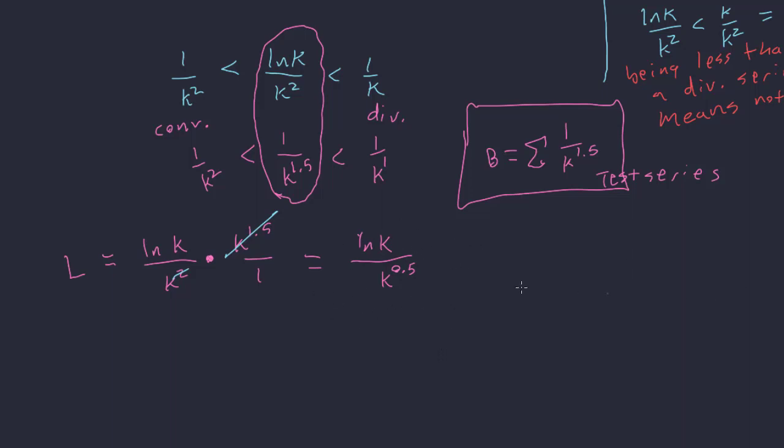So the top goes to infinity and the bottom goes to infinity. So this is going to be an infinity over infinity case. So we can use L'Hopital's rule. By L'Hopital's rule, we're going to get the derivative of the natural log of k, which is 1 over k, all over the derivative of the bottom. So that'll be 0.5 k to the negative 0.5.